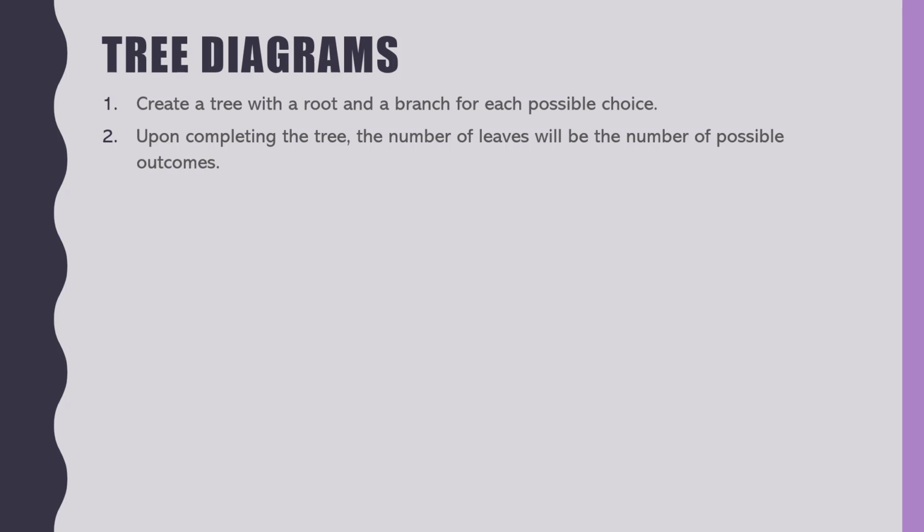Some people, the trees make more sense. Some people, the counting ways we've been doing it makes more sense. They're both good ways, but here's the basic idea. You make a tree and you branch for every possible outcome of what you're looking at, every possible choice. And then when you complete the tree, you count up the number of leaves, and that's the answer of how many possible outcomes there are.